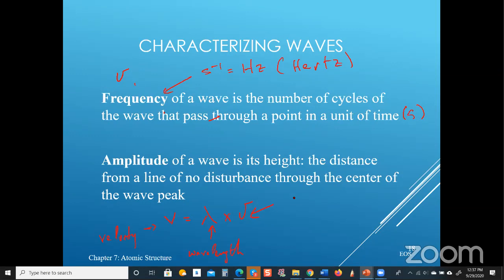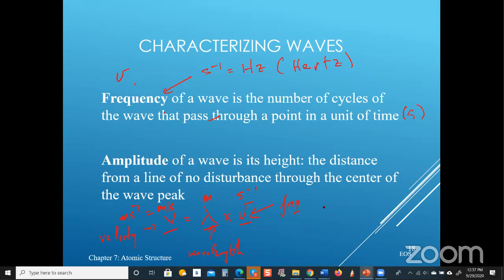And this is the frequency of the wave, right? And if you look at it in terms of the unit, if the wavelength is in meters and the frequency is in seconds to the -1, then the velocity would be meters per second, or meters second to the -1, all right? So that's the relationship between the velocity, the wavelength, and the frequency.